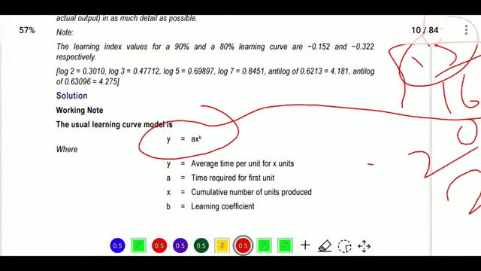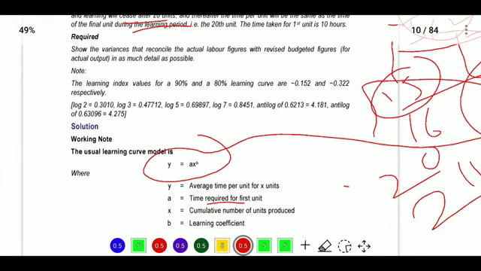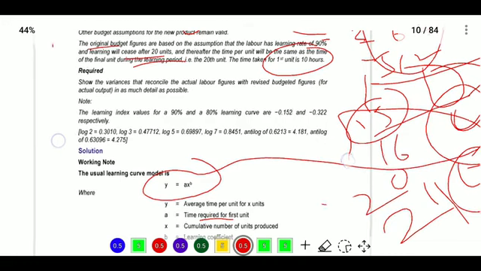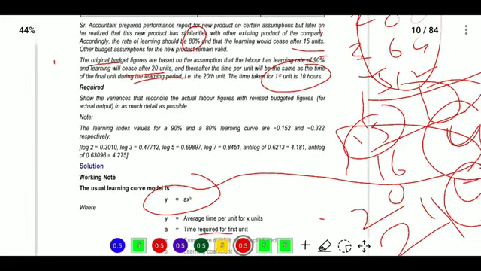What is the a? A means time required for first unit. What is the time required for first unit? For first unit we will require 10 hours. They provided it here. For first unit 10 hours into x. X means cumulative number of units produced. How many units were provided? So after 15, up to that we have produced already 14.